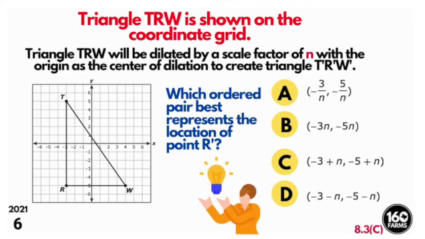Number 6, triangle TRW will be dilated by a scale factor of n with the origin as the center of dilation to create triangle T prime R prime W prime. Which ordered pair best represents the location of point R prime? Looking at the graph, we're talking about dilations.